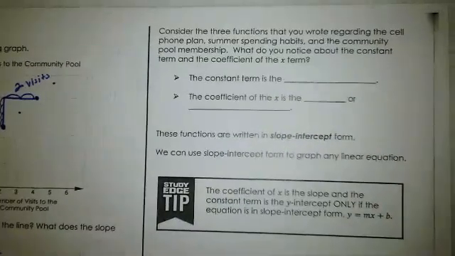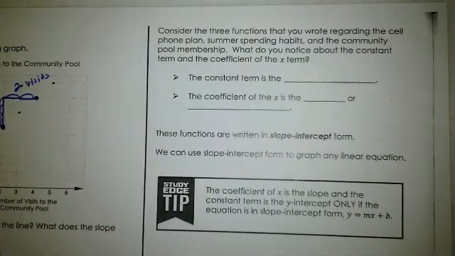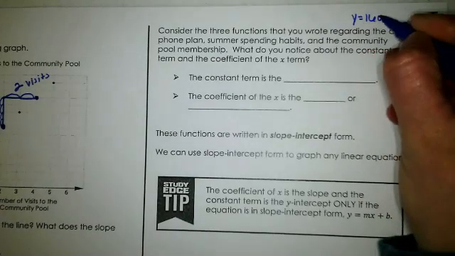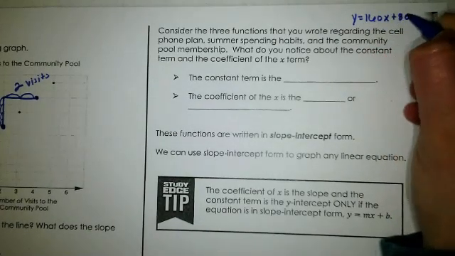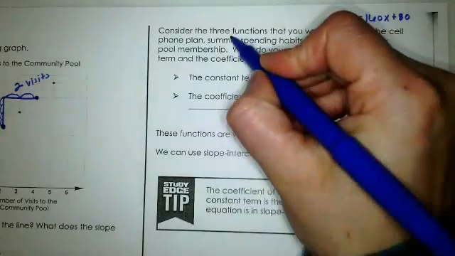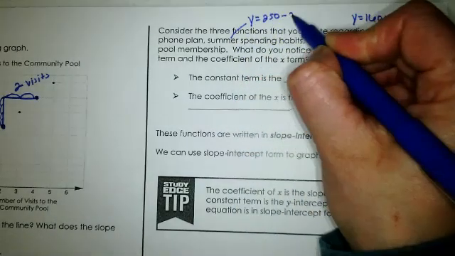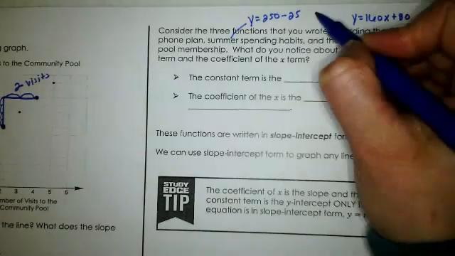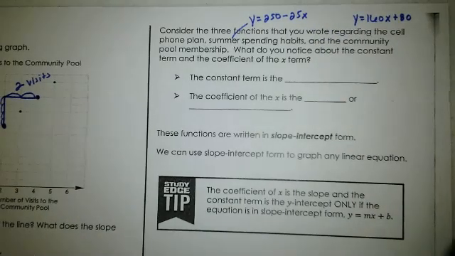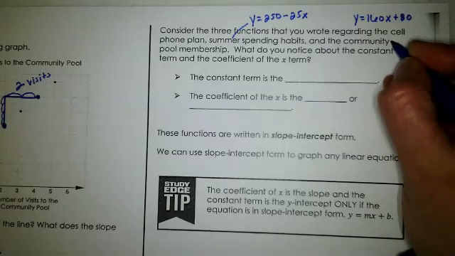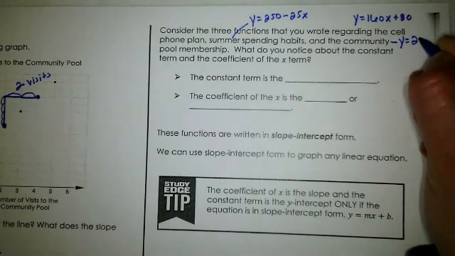Consider the 3 functions that you wrote regarding the cell phone plan. That was y equals 160x plus 80. Summer spending habits. That was y equals 250 minus 25x. Well, we might have used w, but. And the community pool membership. That was y equals 2x plus 4.